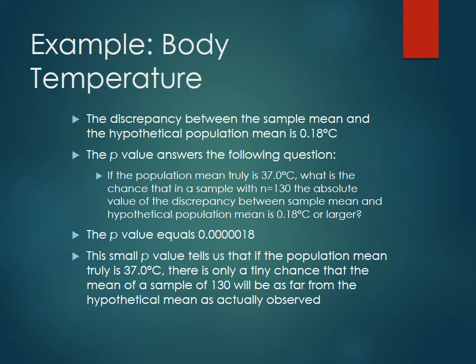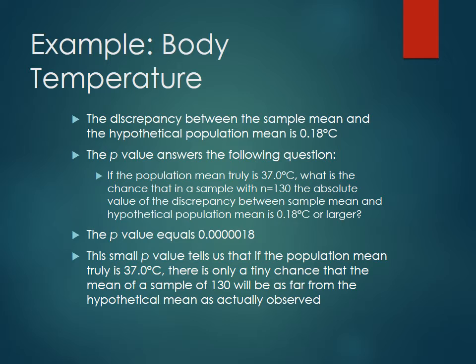Again, looking at this, the discrepancy between the sample mean and the hypothetical population mean was 0.18 degrees centigrade. And the p-value tells you this: if the population mean is truly 37 degrees centigrade, what's the chance that a sample of 130 patients would have a value that differs from the mean by 0.18 degrees centigrade or larger? If you calculate the p-value, you get a value of 0.00000018. So what are the chances of that actually occurring?